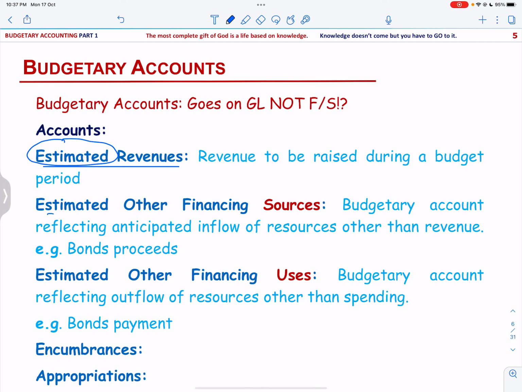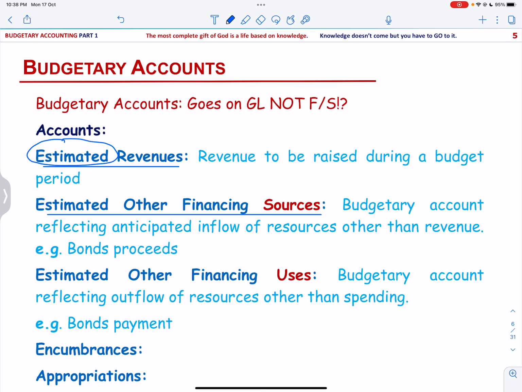Next is the estimated other financing sources. In governmental accounting, income or revenue from sources other than revenue is other financing sources. They reflect anticipated inflow of resources other than revenue, like a bond proceeds. So through bond proceeds, money comes in, but not as a revenue.